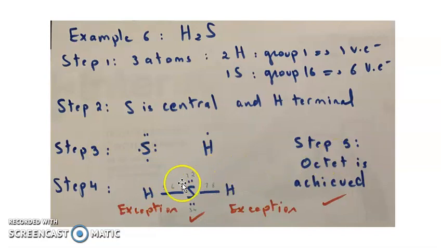Octet is achieved for sulfur, and hydrogen is an exception. It has 2. 1, 2, 1, 2. Sulfur, 1, 2, 3, 4, 5, 6, 7, 8. So this is your molecule.